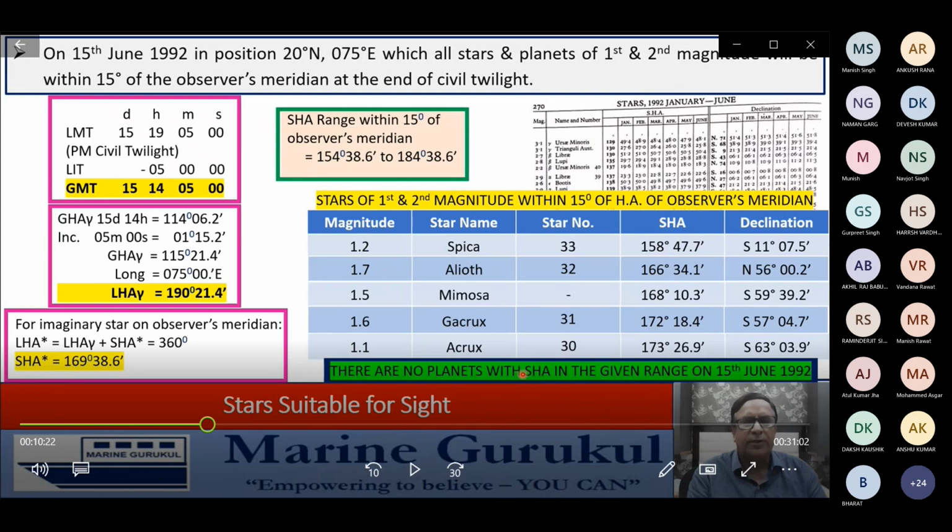And then in the third step, we are going to check which of these stars are suitable for an ex-meridian sight. So this is what we are going to do next. But let's take a break here. Let's take a pause, and after the break we will continue with these two types. So see you after the break, beta.